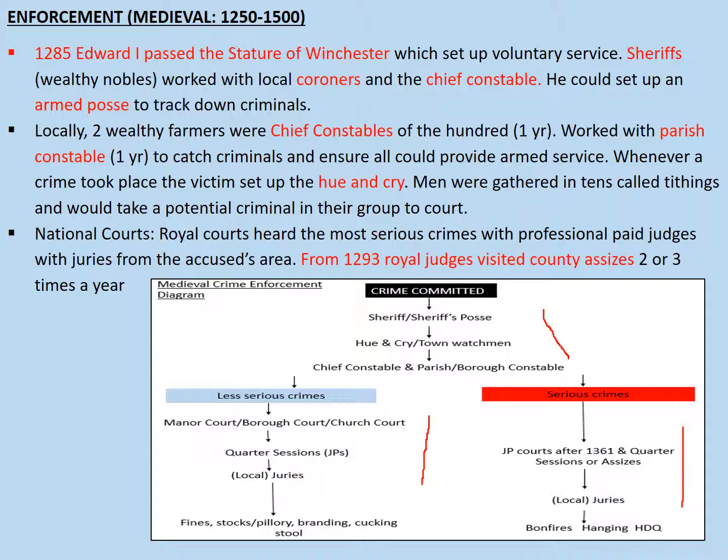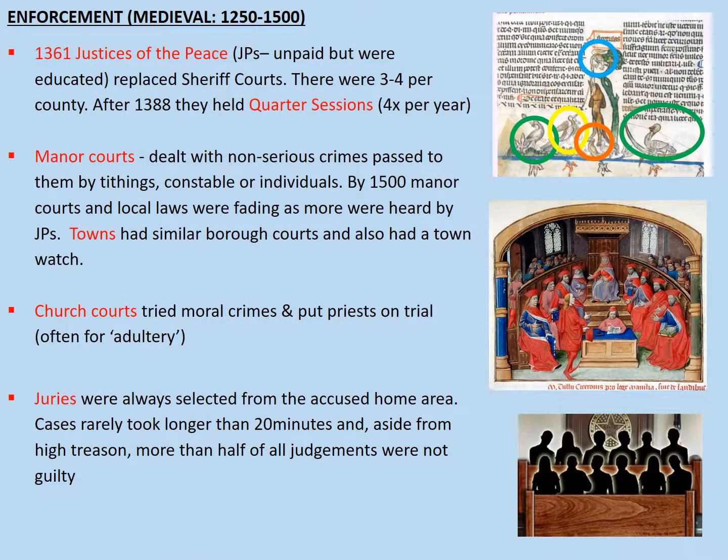Interestingly, the juries would come from the accused's local areas and would be chosen because they know the defendant and would be able to give an informed view, which is very different to our local view, where you wouldn't get someone who knew the defendant. And here we just have confirmation of those various different types of courts.